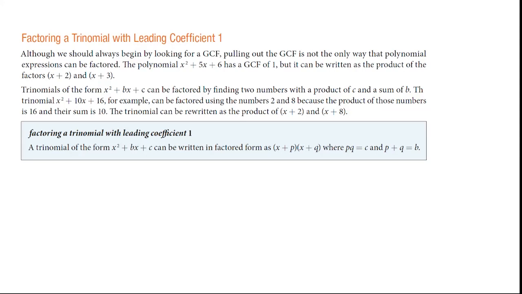Next we'll talk about factoring a trinomial with a leading coefficient of 1. In other words, something that looks perhaps like x squared plus 5x plus 6. And you'll notice there's an understood coefficient of 1 there. So we can actually write that as the product of x plus 2 multiplied by x plus 3. That's what we mean by factoring.